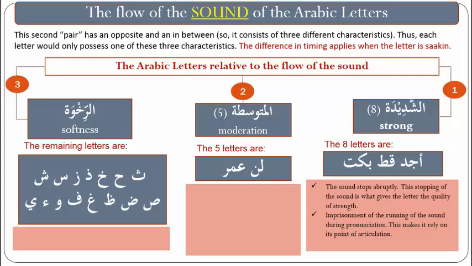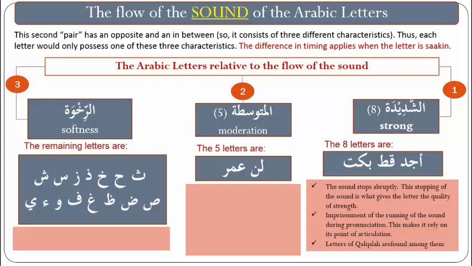Imprisonment of the running of the sound during pronunciation. So the sound is imprisoned, not the breath. This makes it rely on its point of articulation. So we have aj, aj, aj, ad, ak, ab. That's the second thing: letters of qalqala are found among them. The letters of qalqala are jim, dal, qaf, ta, and ba. Those are the letters of qalqala.